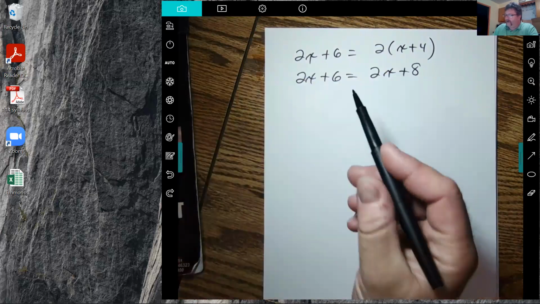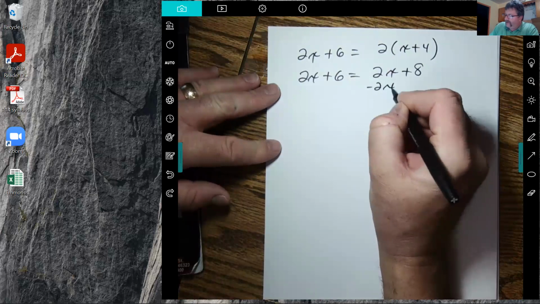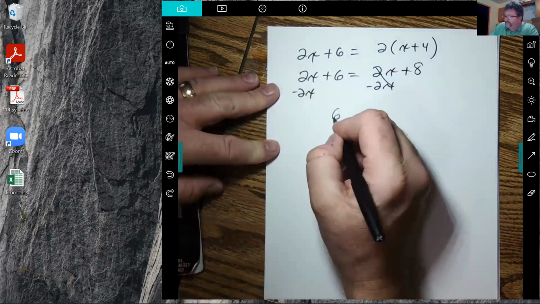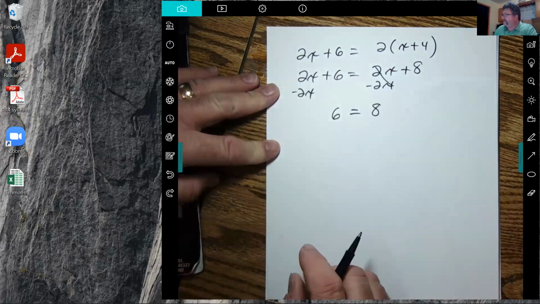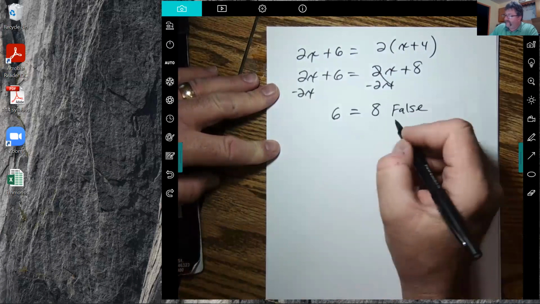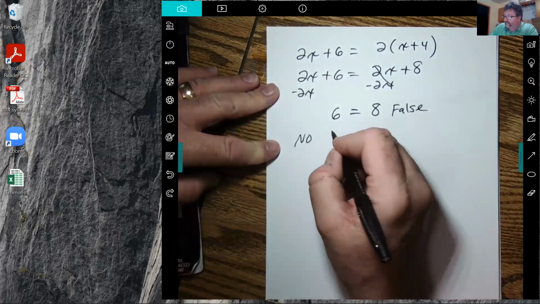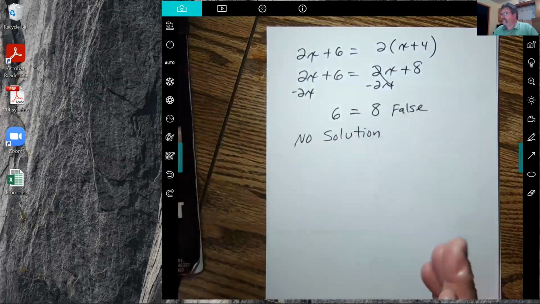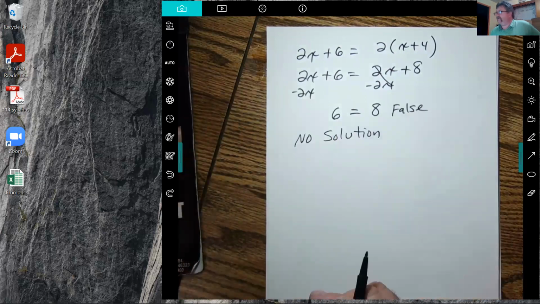So if I try to solve it, put the x's on one side, all of a sudden the x's completely disappear, and I'm left with the statement that 6 equals 8. And that's a false statement, of course. So that means there is no solution to this problem. Nothing. No answer, not 0. 0 is a great solution to some problem, not to this problem.